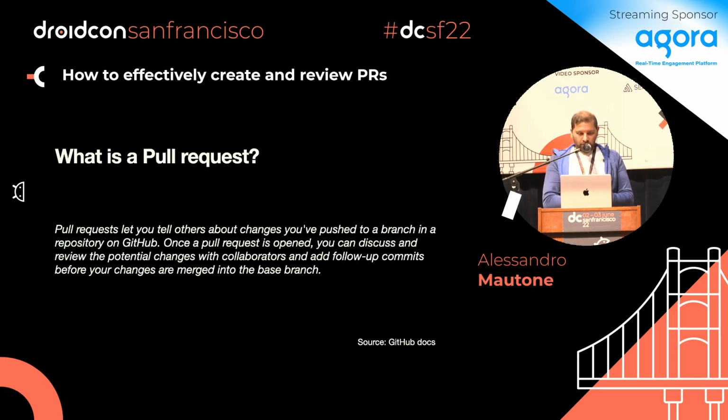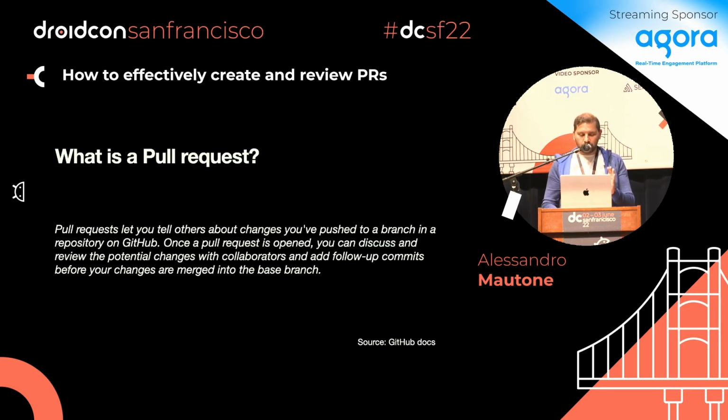So let's start with the definition of what a pull request is. According to the official documentation from GitHub, a pull request is something that lets you tell others about changes you have pushed to a branch in a repository on GitHub. Once a pull request is opened, you can discuss and review the potential changes with collaborators and add a follow-up commit before your changes are merged into the base branch. So let's keep in mind this definition because it's going to come back during the talk.